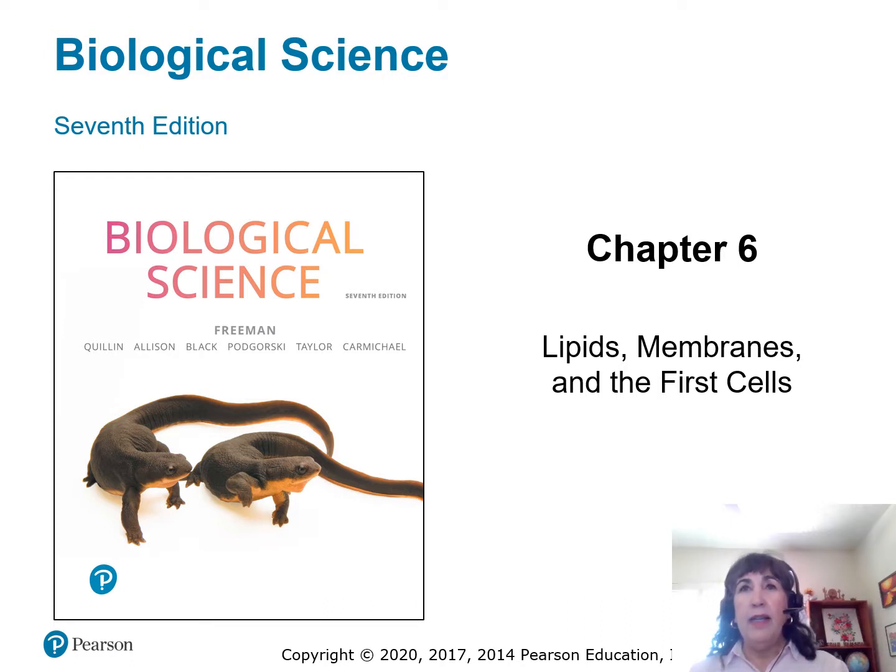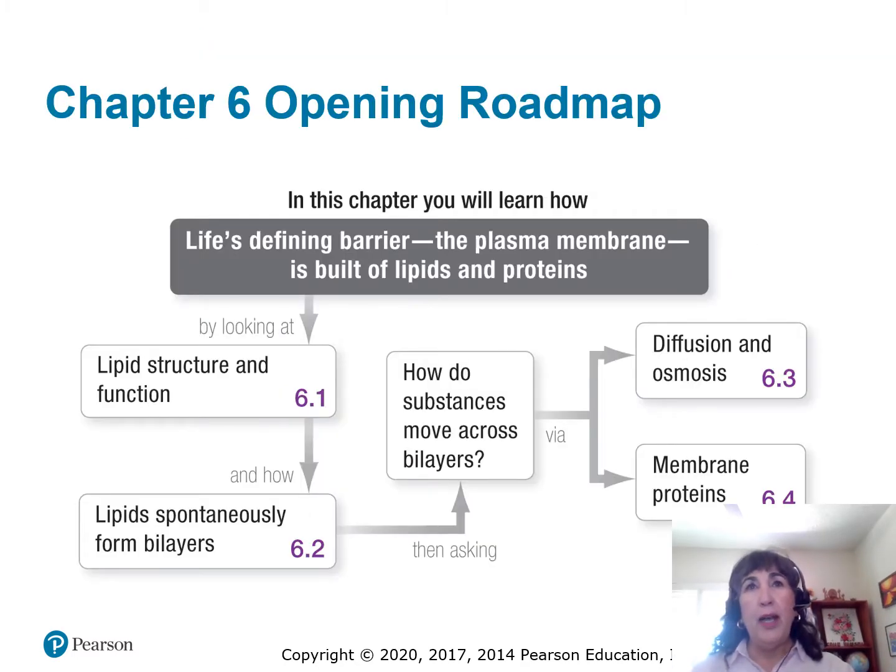Chapter 6: Lipids, Membranes, and the First Cells. In this chapter, you're going to learn about life's defining barrier, the plasma membrane. It's built of lipids and proteins, and we'll be looking at the lipid structure and function, and we'll see how lipids spontaneously form bilayers. We'll also see how substances move across these bilayers and categorize them as diffusion and osmosis. And lastly, we'll look at the role of proteins in the movement of these molecules across the plasma membrane.